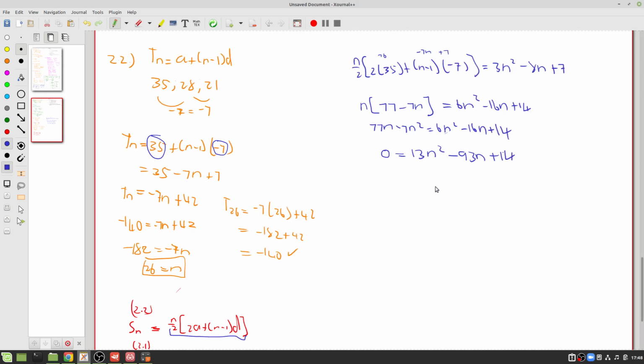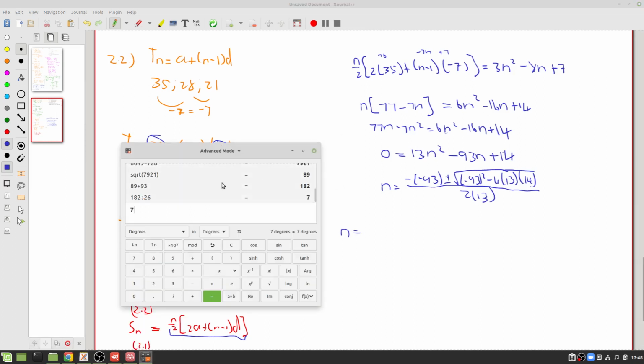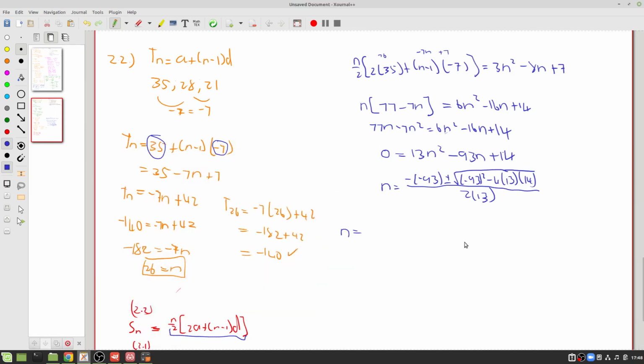Now we need to solve this. You're welcome to try to factorize that, but it's going to be ugly. So I'm just going to use the formula here. n equals negative b plus or minus the square root of b squared minus 4 times a times c, all over 2 times a. Okay, let's try to simplify. Now this is mainly calculator work. I just did it on the calculator here. You can see I did some calculations here to find it out. So let's just do that.